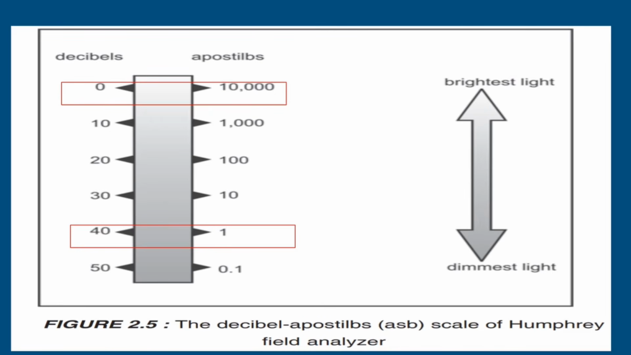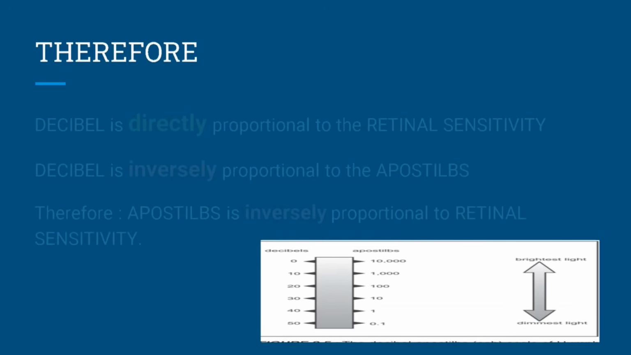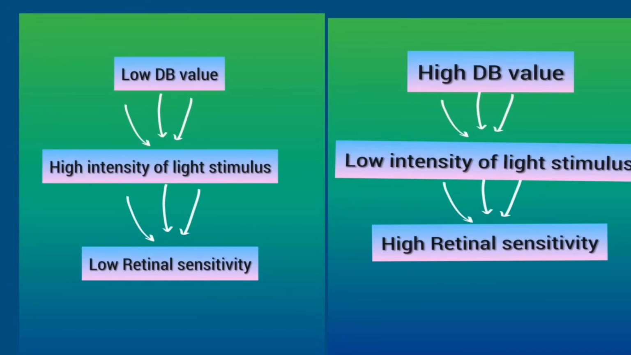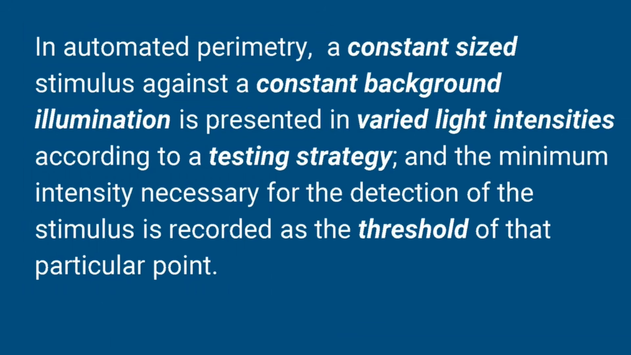Just observe this diagram. 0 decibels is 10,000 apostilbs. 40 decibels is 1 apostilb. As the decibels are increasing, the apostilbs are decreasing. Therefore, decibel is directly proportional to retinal sensitivity and inversely proportional to apostilbs, and we can say that apostilbs is inversely proportional to retinal sensitivity. This would become more clear by this diagram. Whenever we have a low decibel value, it means a high intensity of light stimulus is needed, and that means a low retinal sensitivity is present, and the opposite is also true.